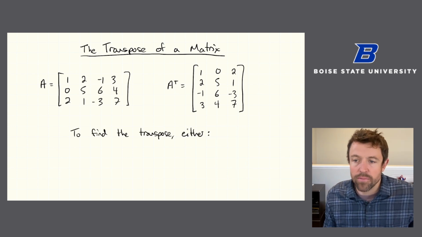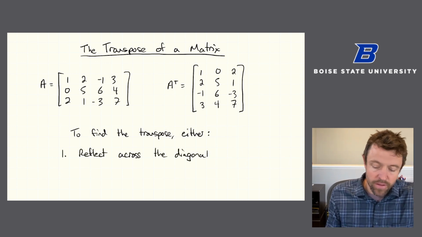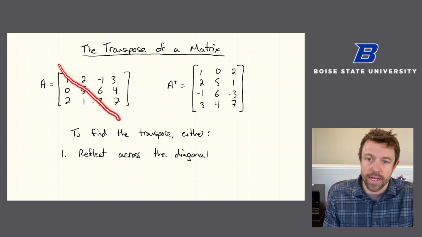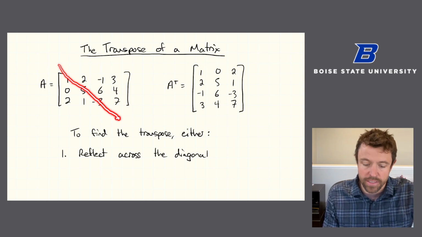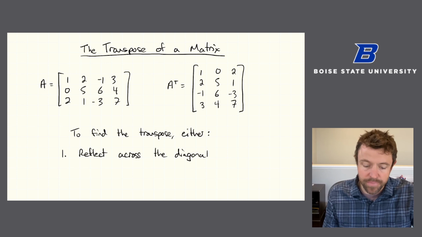So how do we do that? There's three equivalent ways of thinking about this. The first is that we're reflecting across the diagonal. So we're reflecting across this line here. And so if you imagine flipping across this line, you'll take the matrix A and you'll get A transpose.